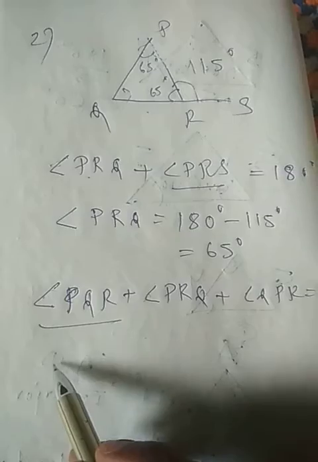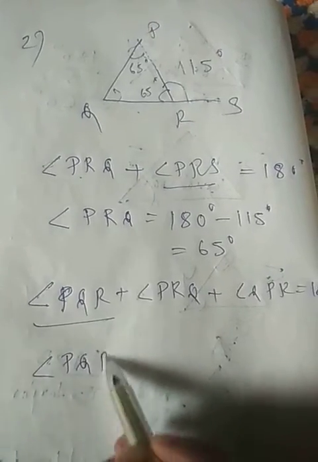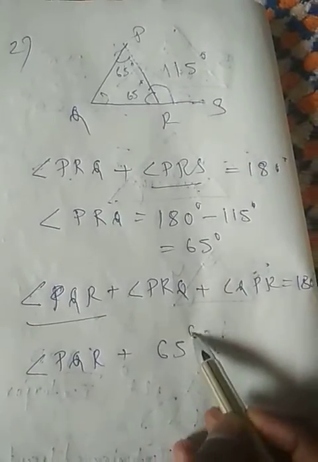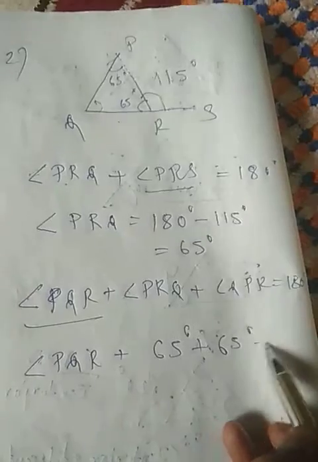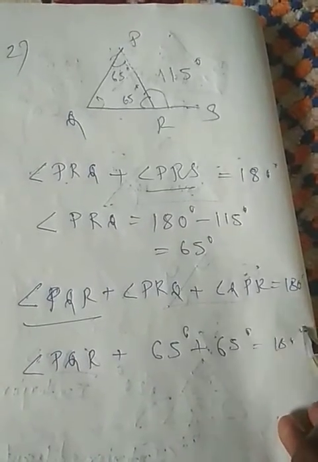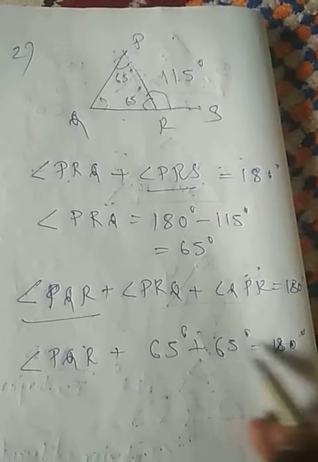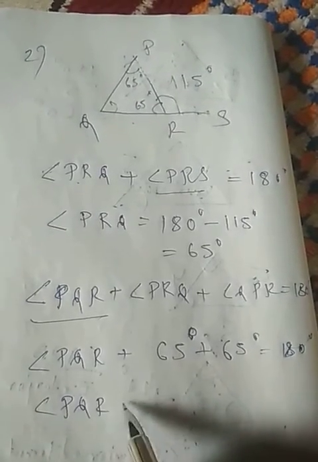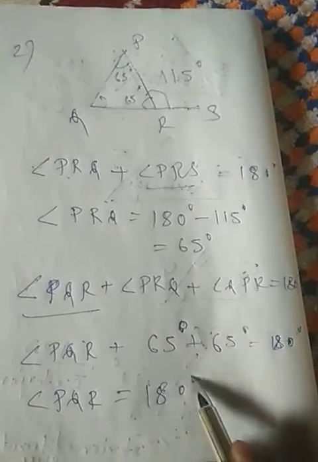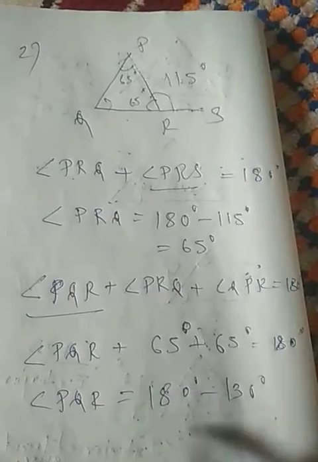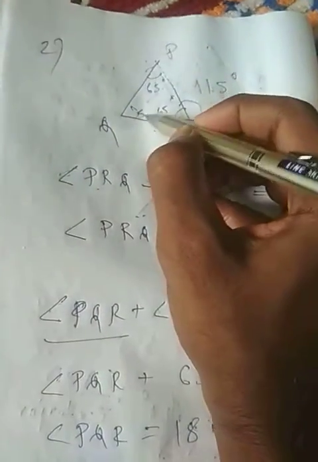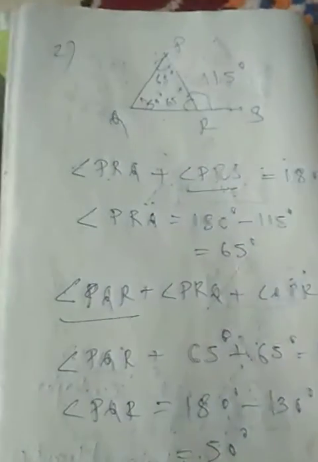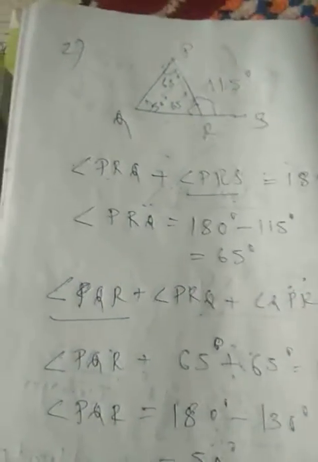And I don't know that value PQR, but I know this is 65, this is also 65. So what is the value of PQR? 180 minus 130, that means 50 degree. So this one is 50 degree. Easy to solve, you just have to know. Next math is very easy.